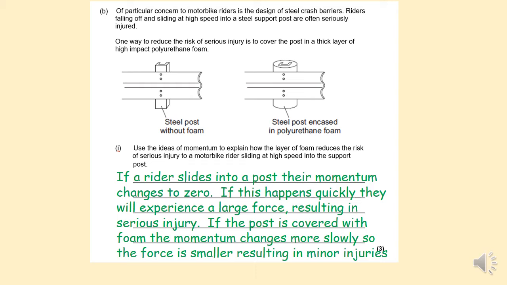So I've written, if a rider slides into a post, the momentum changes to 0. If this happens quickly, they will experience a large force resulting in serious injury. If the post is covered with the foam, the momentum changes more slowly, so the force is smaller, resulting in minor injuries.